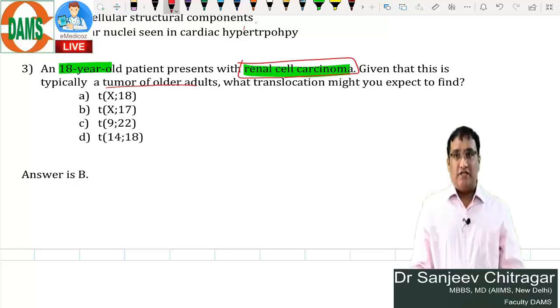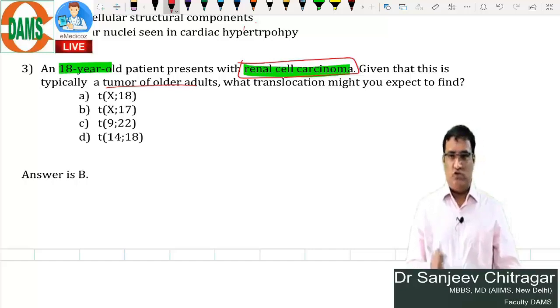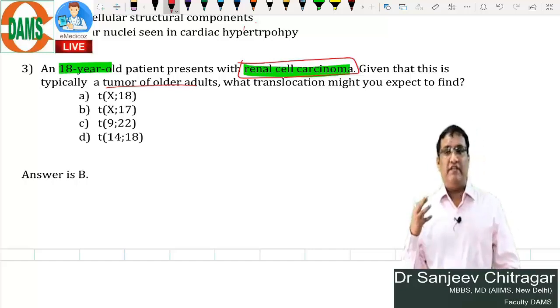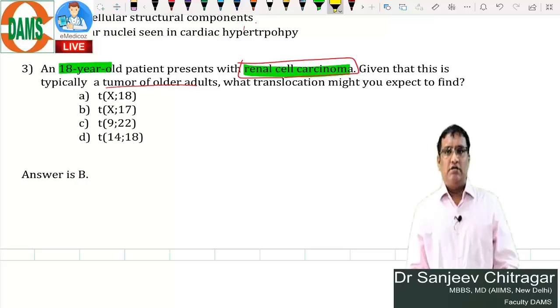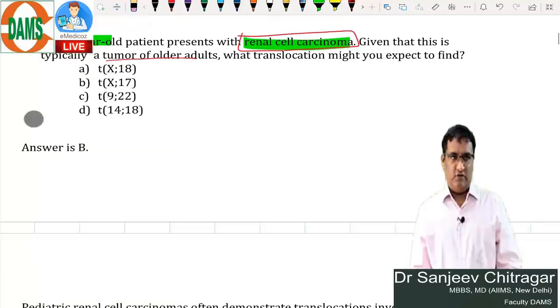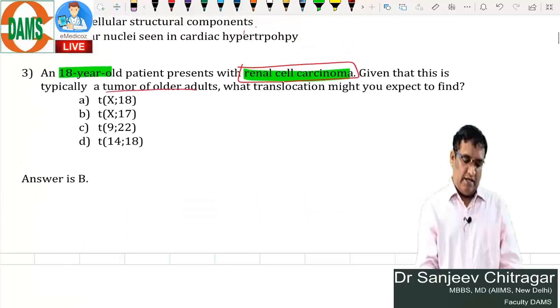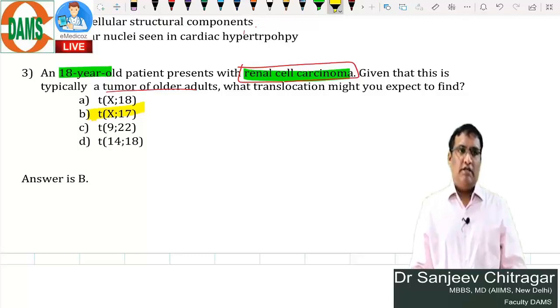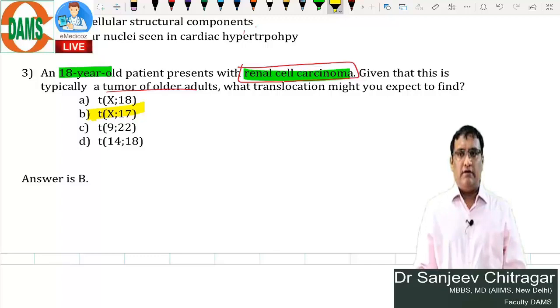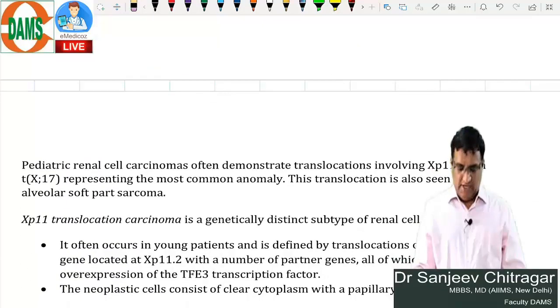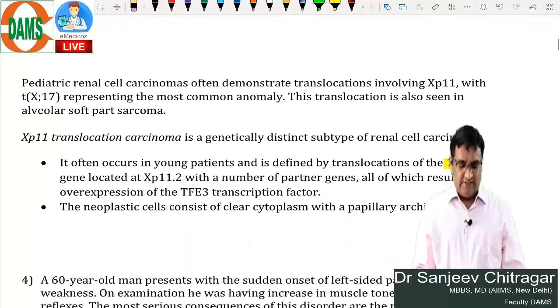So basically, a young patient has this tumor, so which mutation are you likely to find? RCCs in the young are usually rare, but if they occur, we call them Xp11 translocation. So option B is the correct answer here. What is that? Xp11 translocation leads to formation of a gene called the TFE gene.